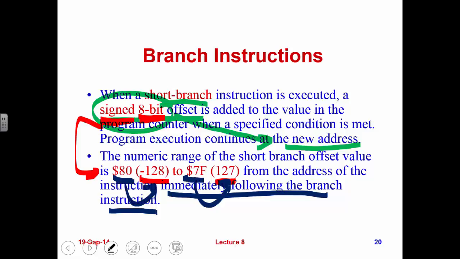Then you add the offset value, which is specified by the operand of your branch instruction. That's the offset. So you add this number to the program counter value after you finish the branch. That will tell you the new location it goes to. The number we can add, in decimal, is negative 128 to positive 127. So that's quite close. In total, it only spans 256 locations, including yourself.